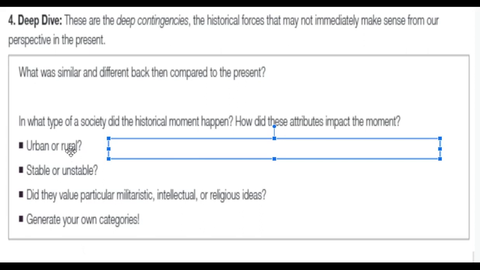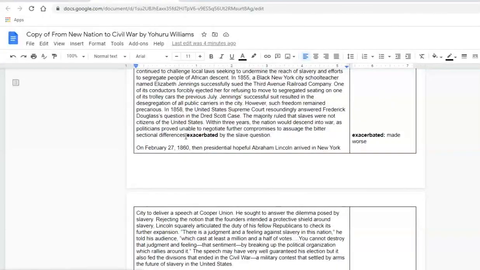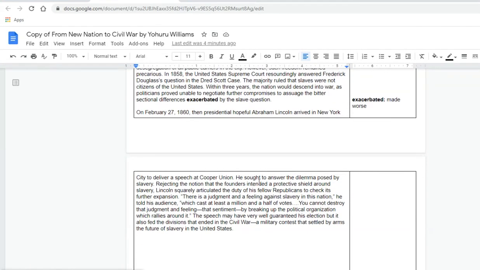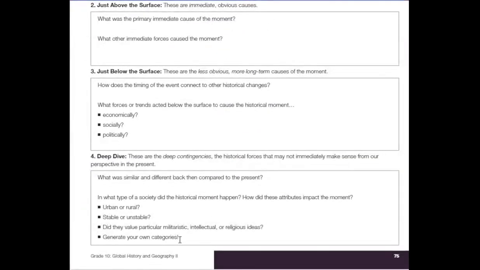A lot of parts of the economy that you would never think depended on slavery, and that's why people were not as supportive as they could or should have been to end slavery earlier, right? Going all the way down toward the end, I'll point out that it keeps using, it exacerbates things. Things keep getting made worse because of the issue of slavery until there eventually was a civil war. So when you do the causation tool and you do the deep dive, it tells you to generate your own categories. I think you'll probably want to generate your own categories involving the economics of slavery, okay?